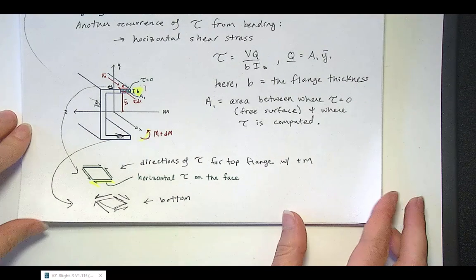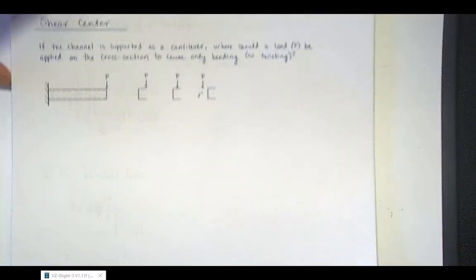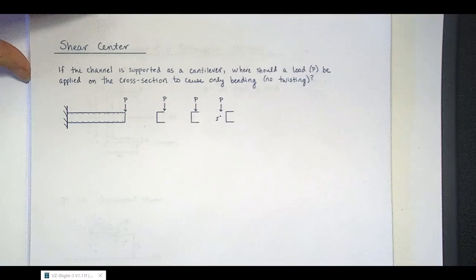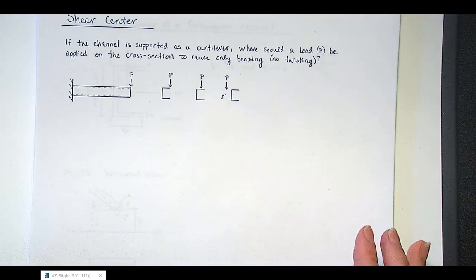Alright, so now we're going to define shear center. If the channel is supported as a cantilever, you would like to know where the load P, the vertical load, should be applied on the cross section so that it only causes bending and does not cause the cross section to twist, so no torsion.